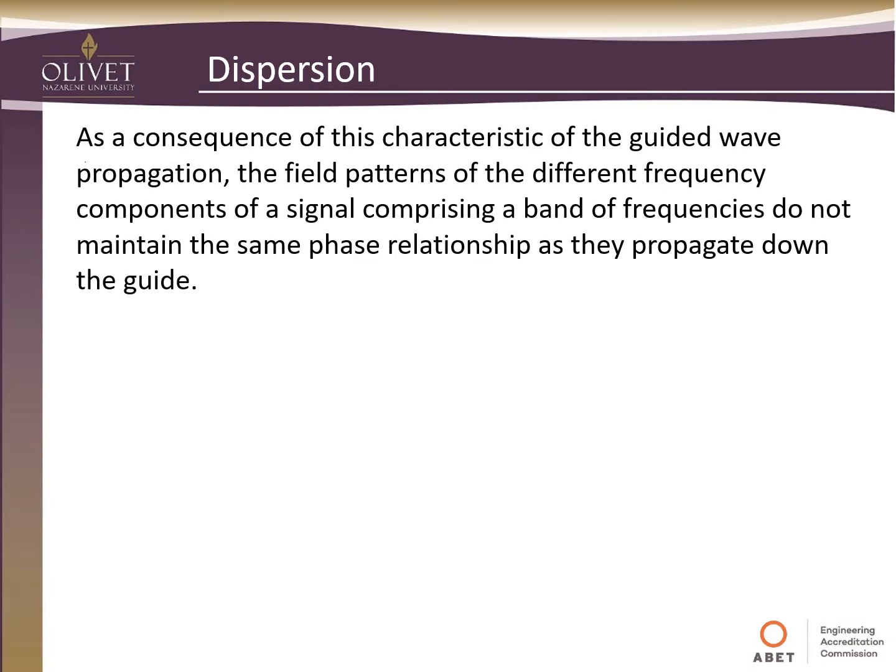Well, the consequence of this characteristic of this guided wave that's propagating down our waveguide is that the field patterns of the different frequency components of a signal comprising a band of frequencies are not going to maintain the same phase relationship as they propagate down the guide. So this could be a significant issue for us. This is the phenomenon we know as dispersion. So remember we talked about before that different frequencies can travel in a medium at different phase velocities. So this is what can cause our dispersion.